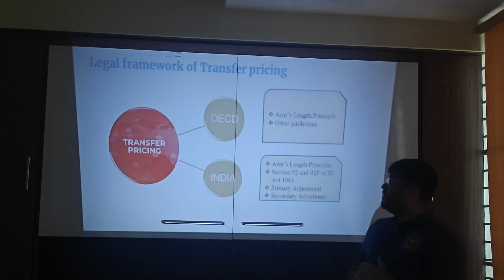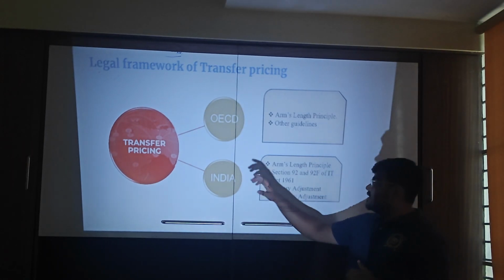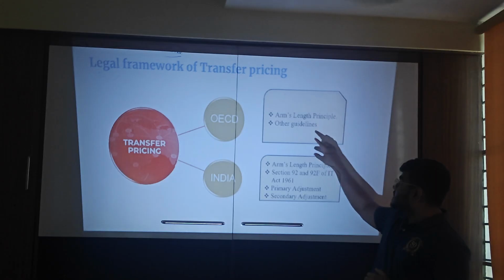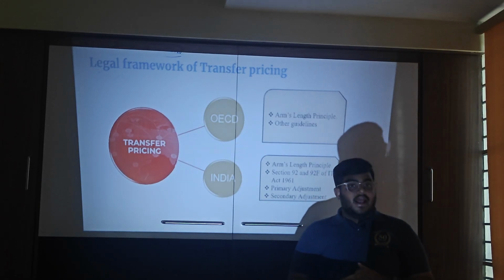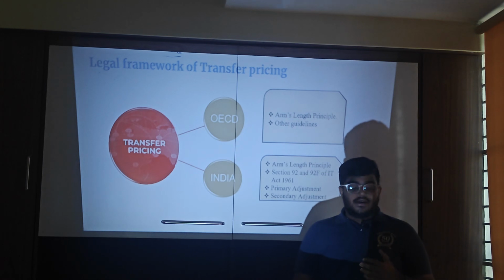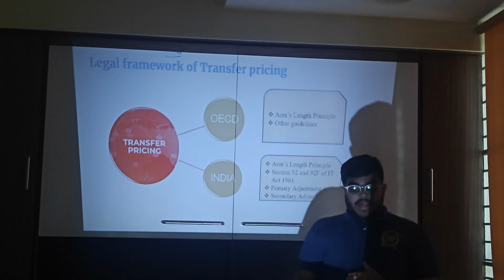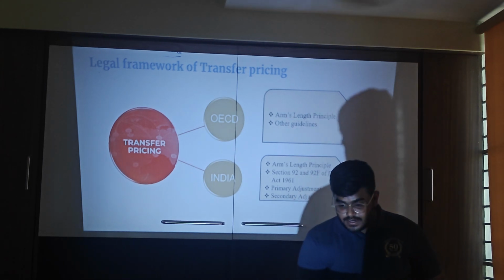Okay. Now the legal framework of transfer pricing. These are the OECD arm's length principle and other guidelines. Once the arm's length principle has been calculated and the amount has been ascertained, there are two adjustments: primary adjustment and secondary adjustment. Let us know one.